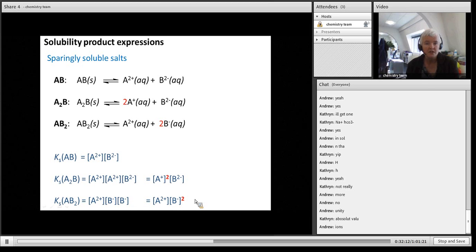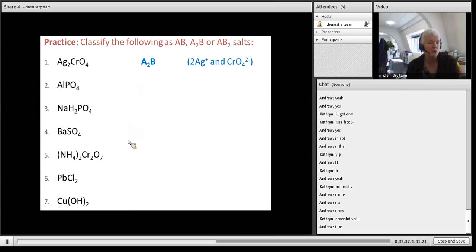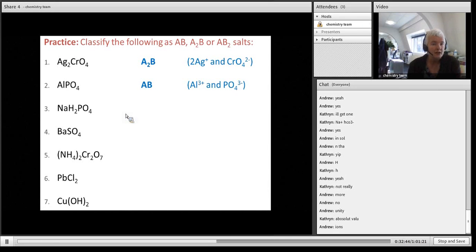So what I want to do is classify these salts, and then we're going to write the equilibrium constant expressions, see if we can do it. We're halfway through the lesson, so I don't want to take too long. I hope you can recognize this as being an A2B salt, and I've given the ions there. If this was a recording, you would stop it and try it out yourself, but I just want to move through. So there's your Al, so aluminium phosphate is an AB.